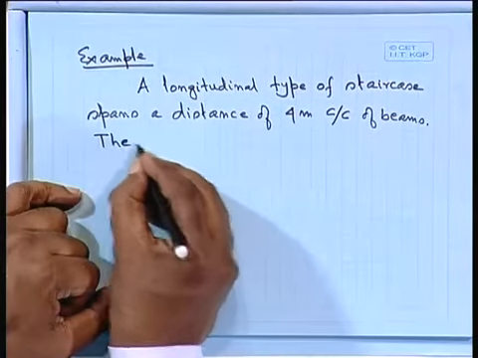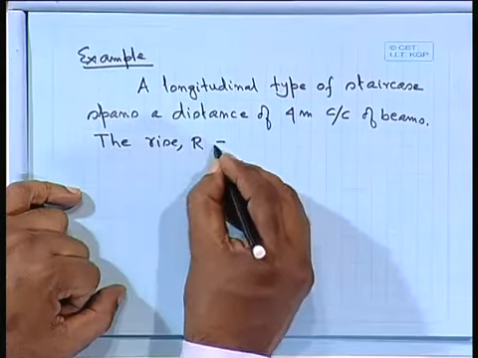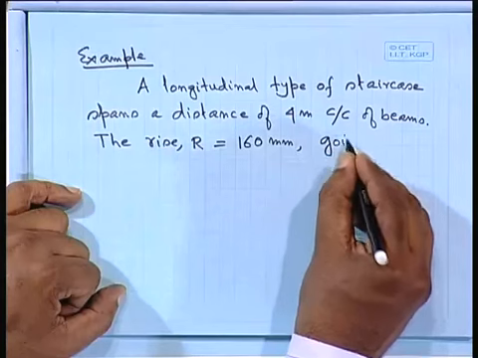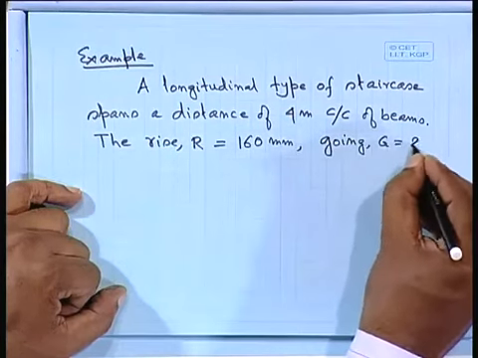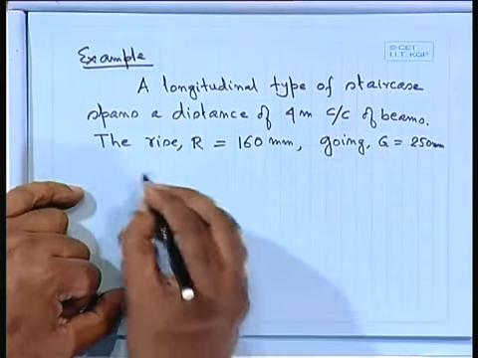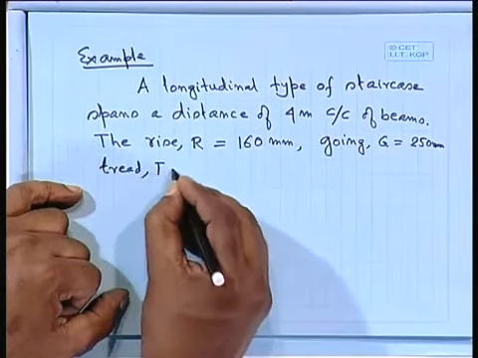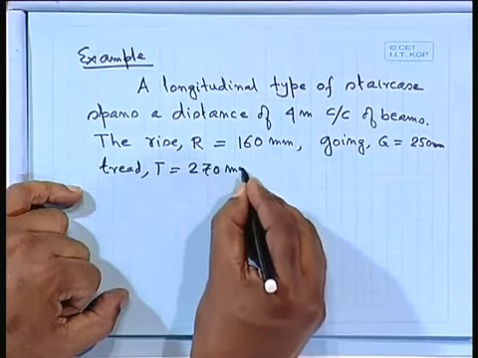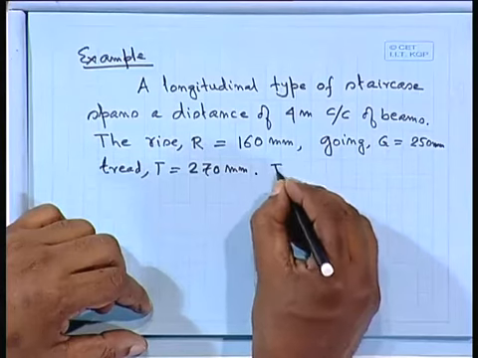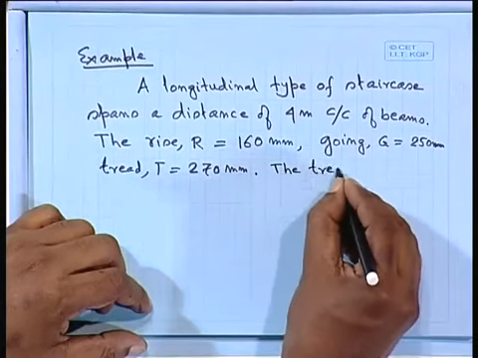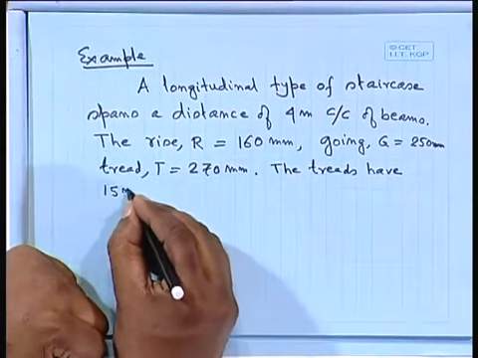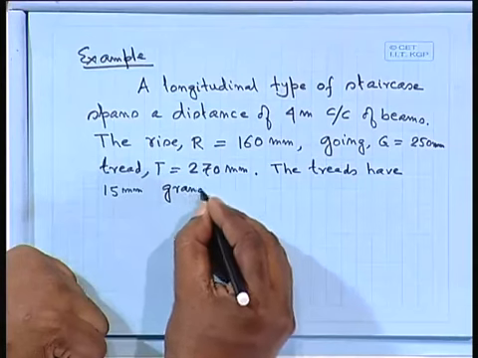The rise is equal to 160 millimeter, going G 250 millimeter, tread T equal to 270 millimeter, and we can consider the treads have 15 millimeter granolithic finish.